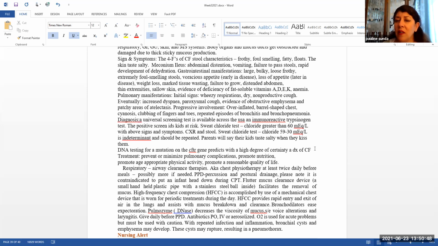They also may be very anemic. The pulmonary manifestations, here signs include wheezy respirations and a dry, non-productive cough.